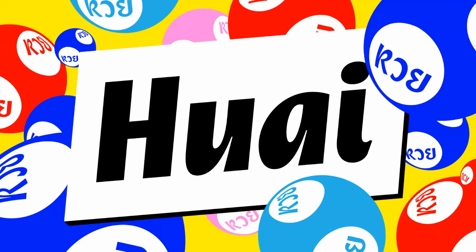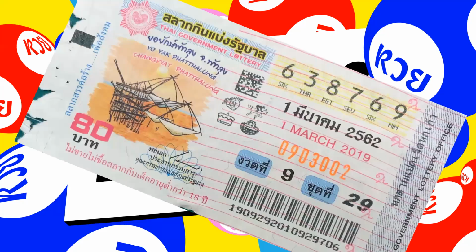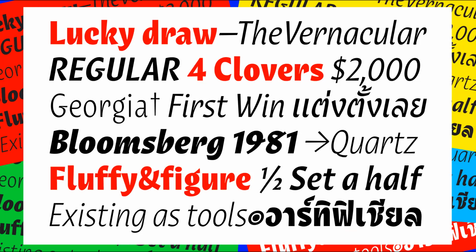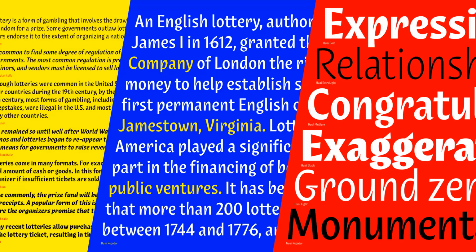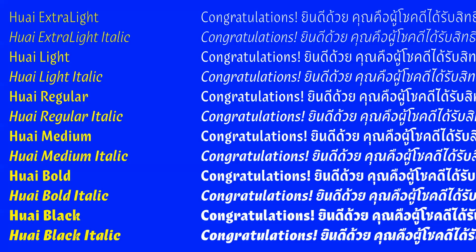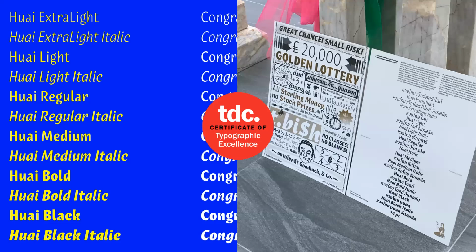So this bilingual typeface is called Huai, which actually means lottery in Thai. Huai and Huai Thai will come with 6 weights, also italics. Huai was awarded a TDC certificate from the 24th Typeface Design Competition, and these posters will be traveling across countries to be part of the exhibition.